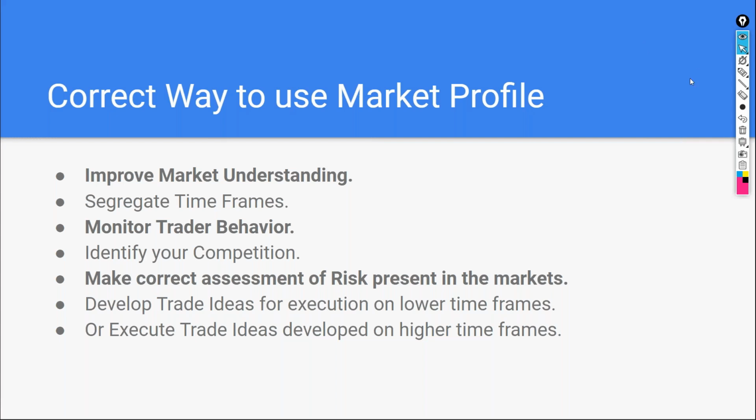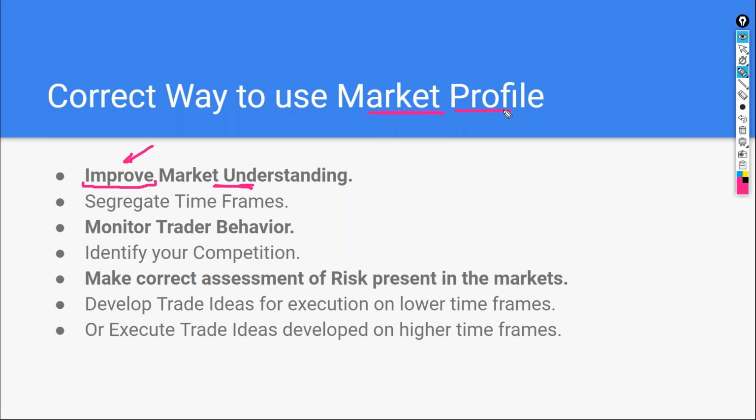All right, so the correct way to use market profile is to look to improve your market understanding. Now everyone, whether a beginner or an experienced trader, has some level of market understanding, and it can always be improved. So I use market profile to improve my market understanding.